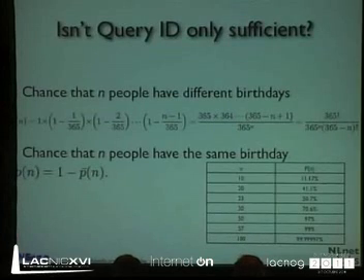Now people say, well, why isn't that query ID sufficient? You've got 16 bits around. Why isn't that sufficient? Well, that has to do with the birthday paradox.